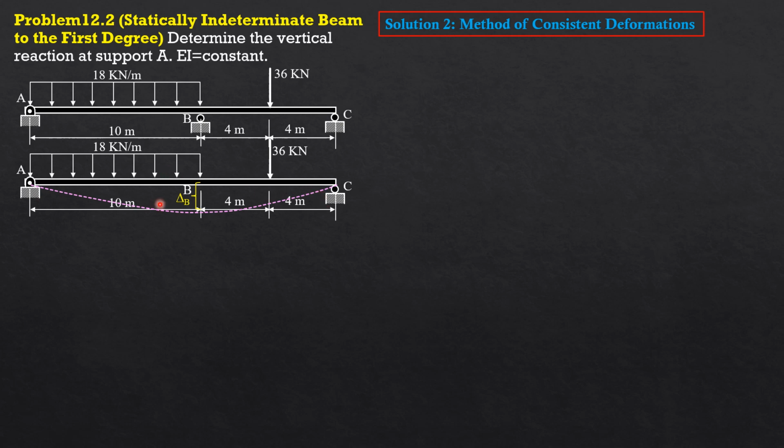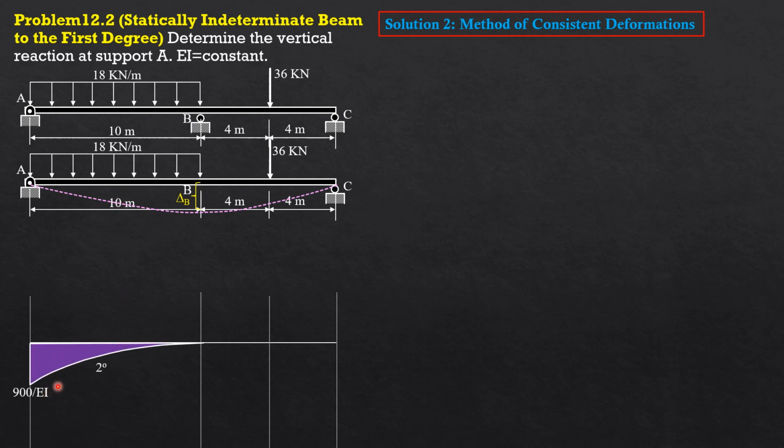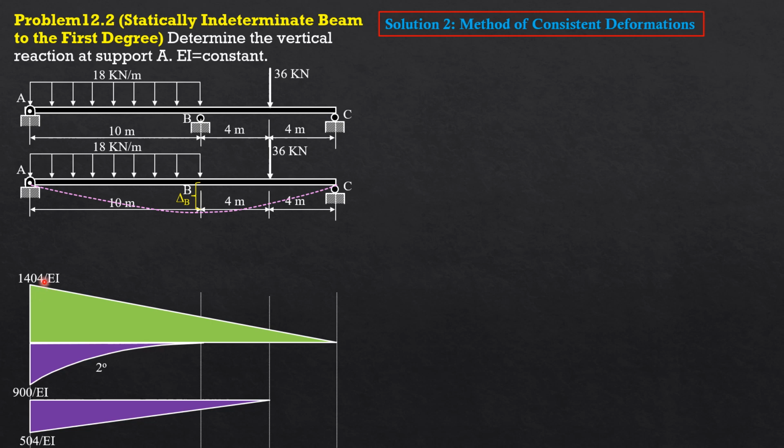I just draw the moment diagram by parts. I select A as the moment center. So due to the 18 kilonewton per meter load, 18 times 10 times 5, second degree, that's 900 over EI. Then 36 times 14, that's 504 over EI. Negative 900 and negative 504 is negative 1404. Therefore, the moment due to the reaction at C should be 1404 over EI as shown.